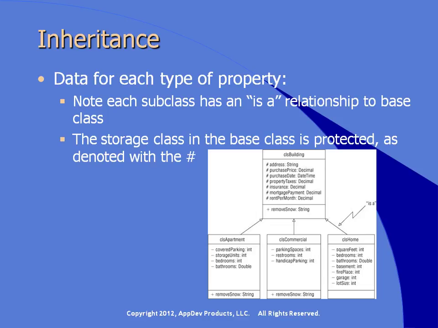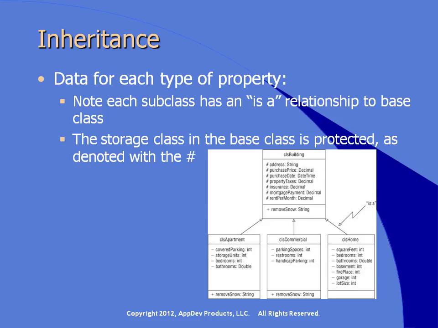What this means in essence is class apartment, commercial, and home all in fact have, for intents and purposes in the code and the way it works, an address, a purchase price, a purchase date, property taxes, insurance, mortgage payment, and rent per month. It's just like all of those properties are indeed part of the subclasses that we see at the bottom.